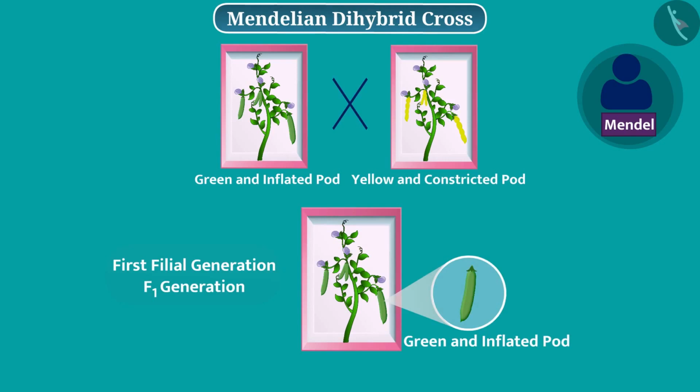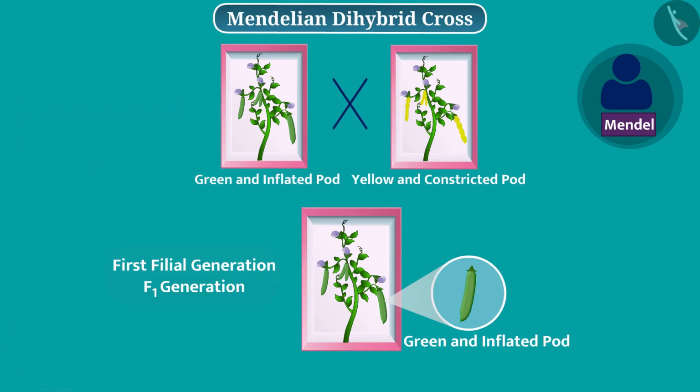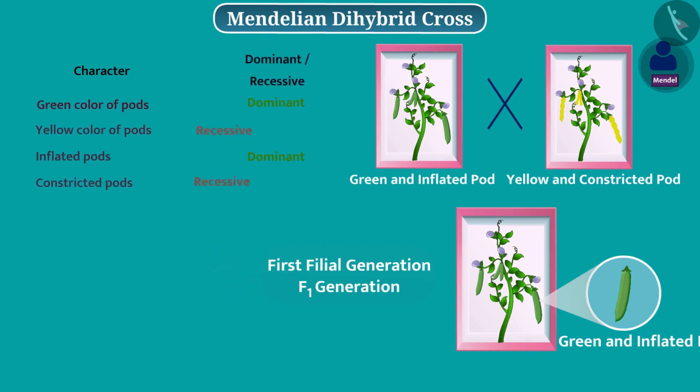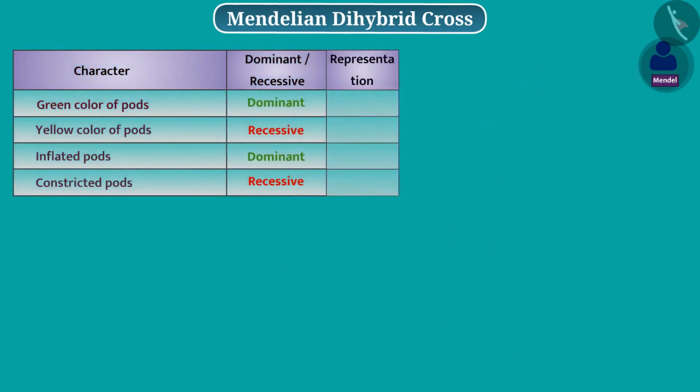Pause the video and identify dominant characters. Right. In F1 generation, the green color of pods was expressed, so this is dominant over yellow color, and pods were inflated, that's why inflated character is dominant over constricted character. That is, yellow color and constricted pods are recessive characters. We represent dominant characters by capital letters and recessive characters by small letters.